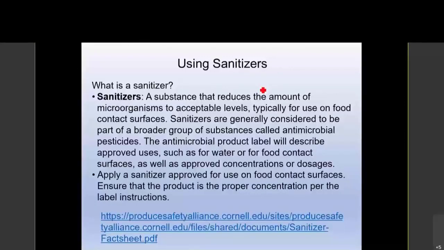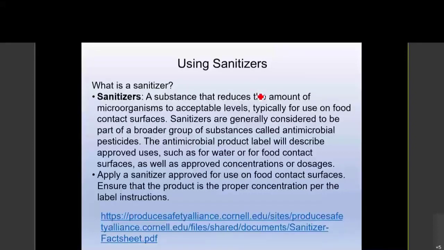All right, so I want to talk about using sanitizers. So what is a sanitizer? Well, it is an antimicrobial product. It is considered an antimicrobial pesticide. So all of you out there are probably familiar with using pesticides. So some of the same rules apply. Namely, the label is the law. So this is straight from the Produce Safety Alliance. A sanitizer is a substance that reduces the amount of microorganisms to acceptable levels.